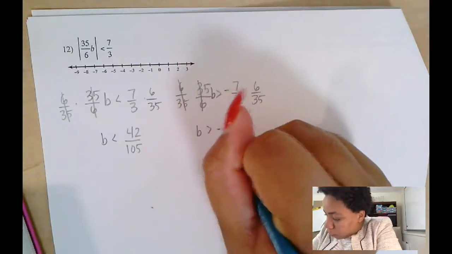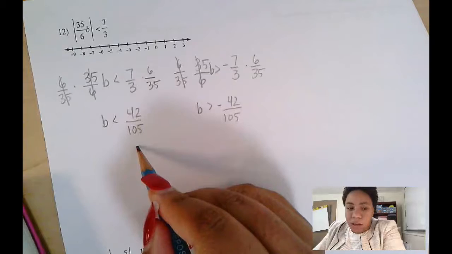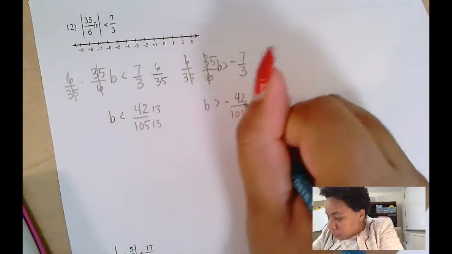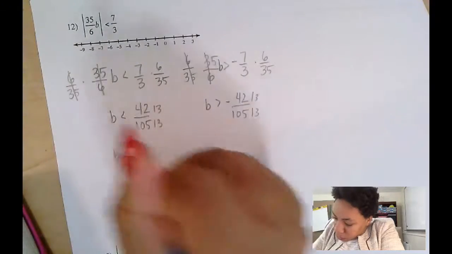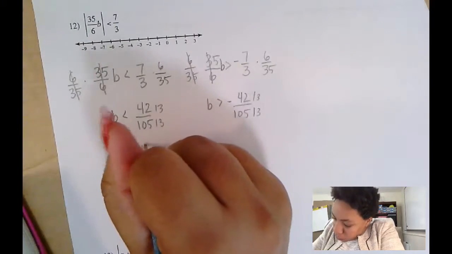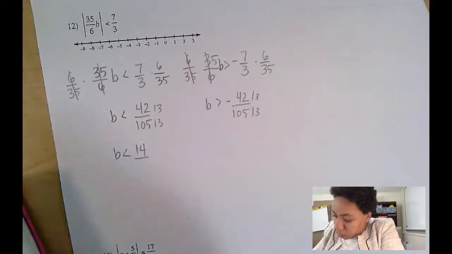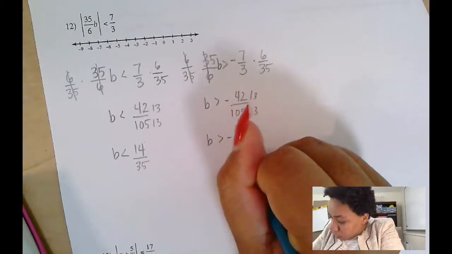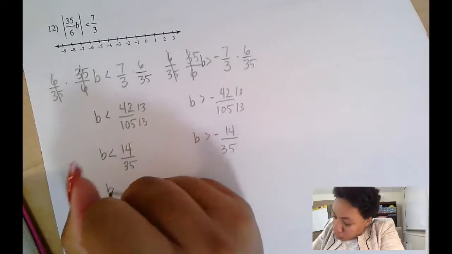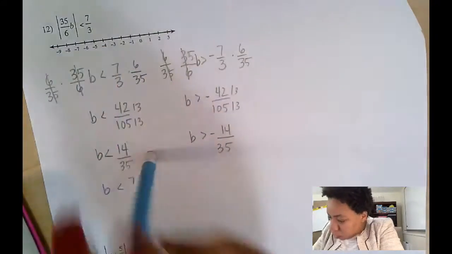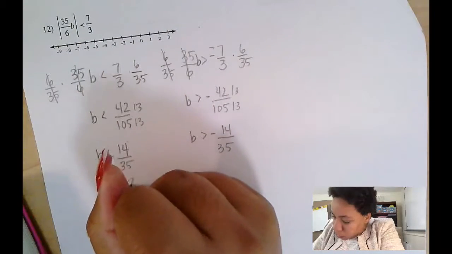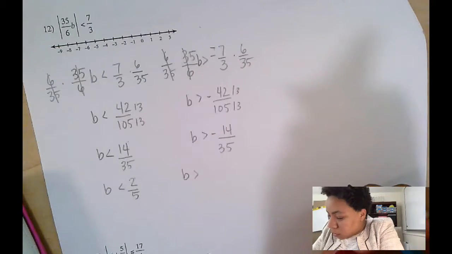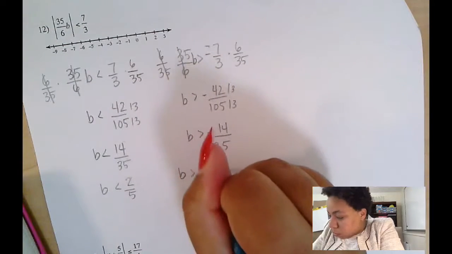negative 42 over 105. Now, you need to simplify these. I'm thinking if we divide the top and the bottom by 3, we get 42 divided by 3, which is 14, over 105 divided by 3. And we get the same thing over here, 14, but negative. We can simplify this even more by dividing by 7, and we get 14 divided by 7 is 2 over 5, and b is greater than or equal to negative 2 over 5.